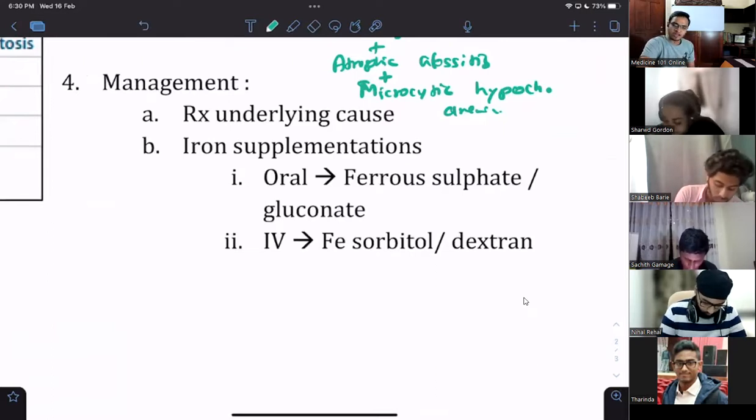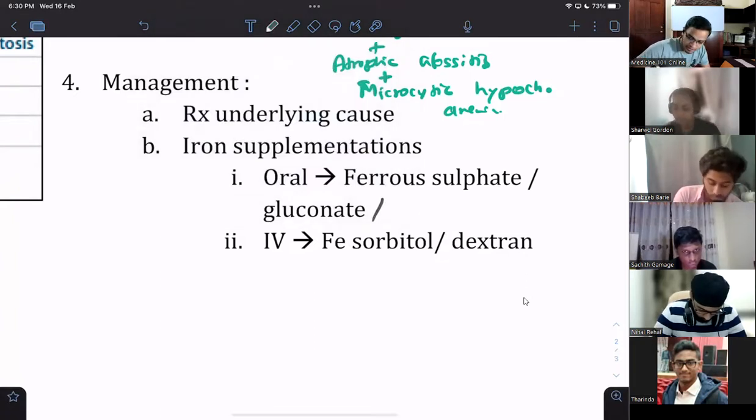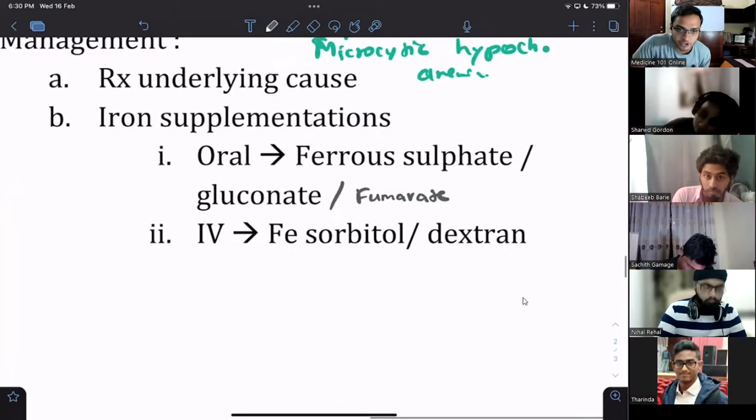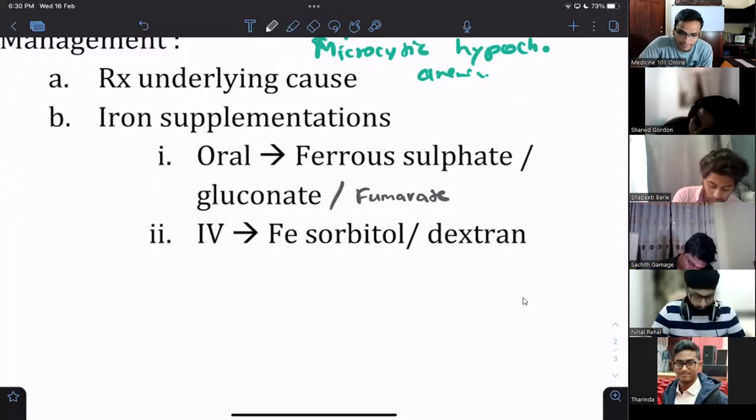Then iron supplementation, guys. We mainly have two, oral and IV. Oral is the first line. We have three options, guys. I have put only two: ferrous sulfate, ferrous gluconate, and put the third one, ferrous fumarate. Ferrous sulfate, ferrous gluconate, and ferrous fumarate.